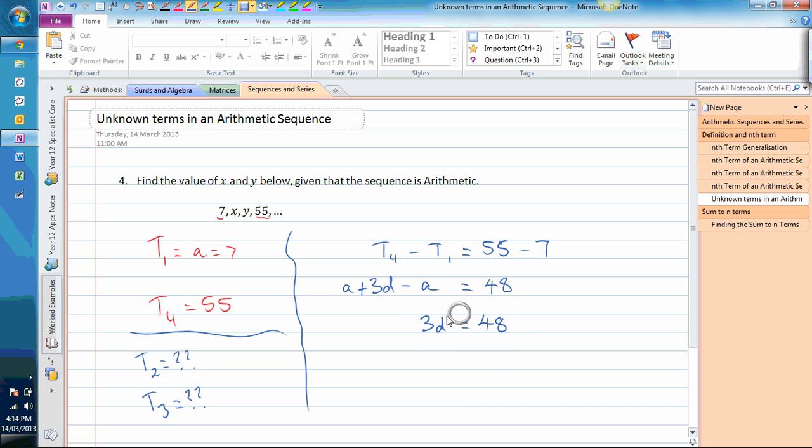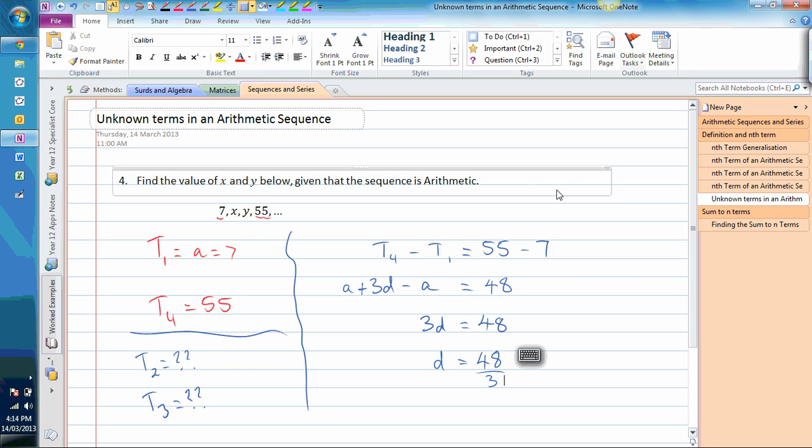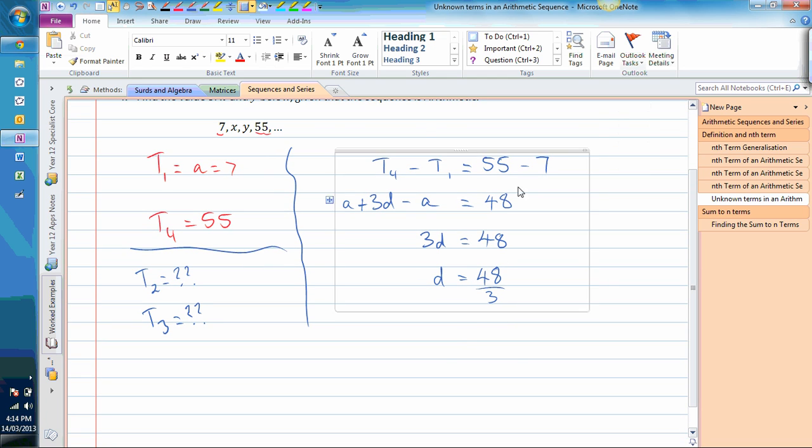So now I've got an equation. It's just got D in it and some numbers, so I can solve that equation. I'm going to solve it by doing 48 divided by 3. Now, if you're not sure what 48 divided by 3 is, it's okay. We can use our calculators. 48 divided by 3 equals 16. Okay, fair enough you don't know that. We don't really learn our 16 times tables. So D is equal to 16.